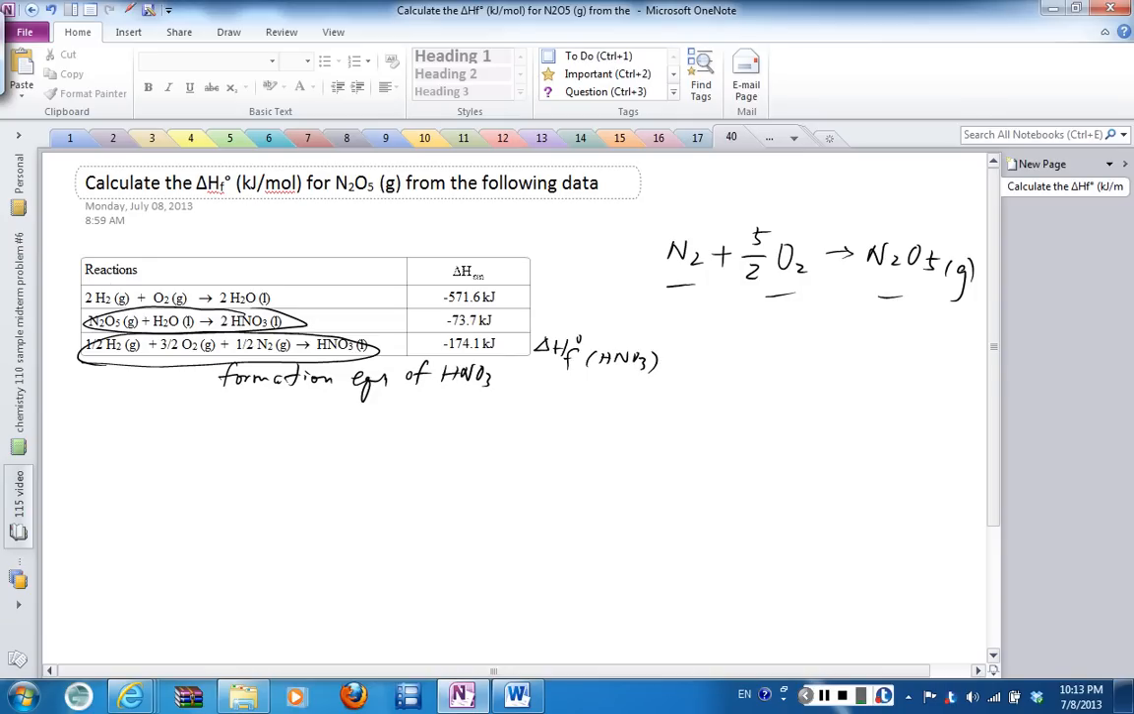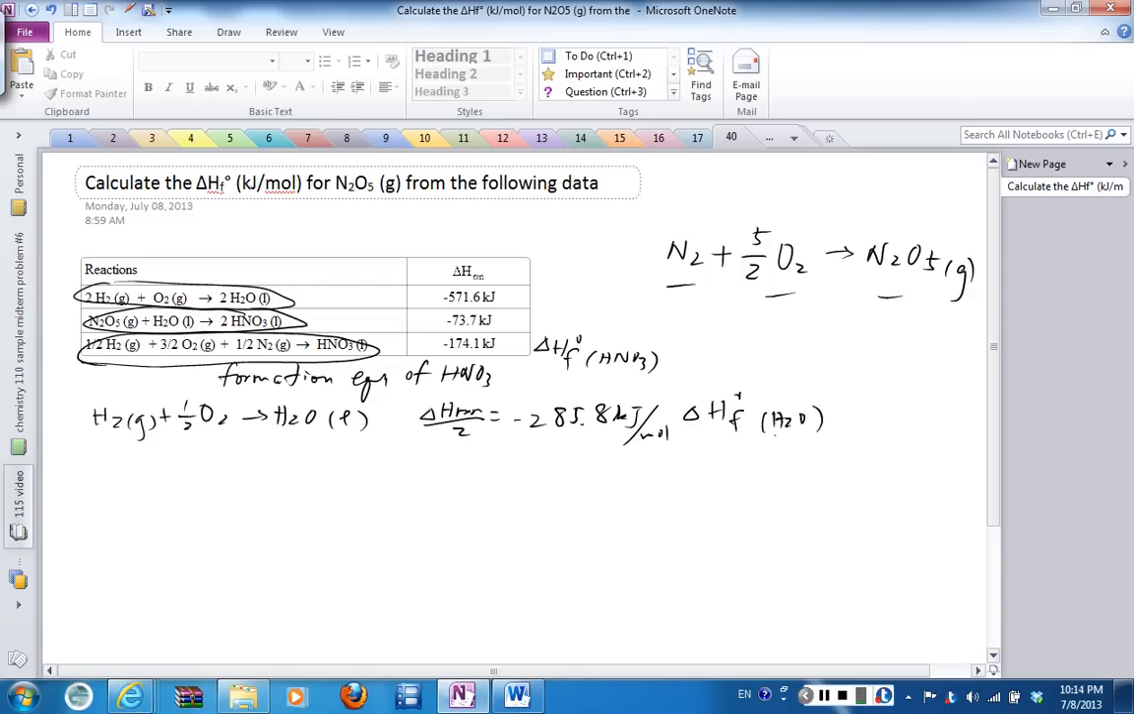And the first equation here is not a standard heat of formation equation because you're making 2 moles of water. But if you divide by 2, this would be the standard formation equation of water. And of course, delta H needs to be divided by 2, which is going to give you negative 285.8 kilojoules per mole. And that is the delta HF standard for water.